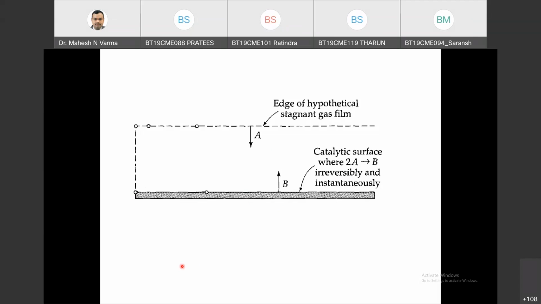Tell me, what will be the concentration of A at the surface? Expected concentration profile for A.